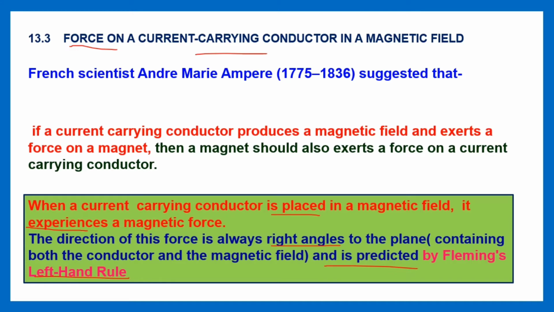But the main thing is, if a current carrying conductor is placed inside a magnetic field, it experiences a magnetic force. The force is maximum when the direction of current and direction of magnetic field are perpendicular to each other, and this force is minimum or zero when they are parallel to each other, right?